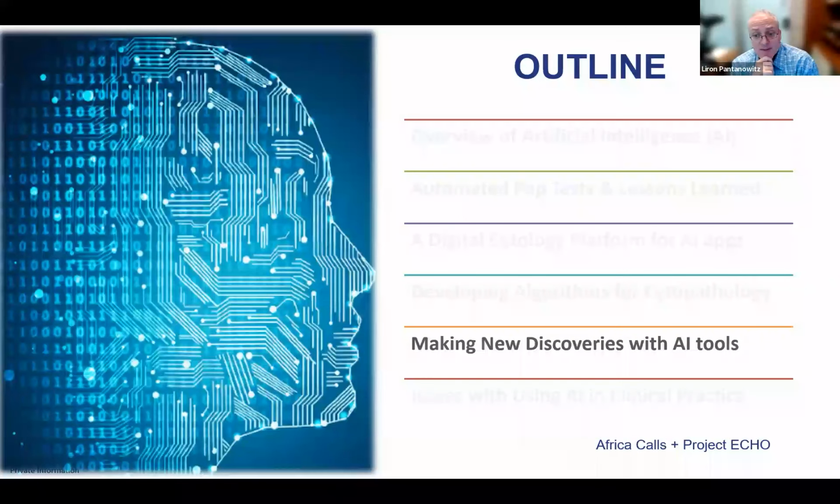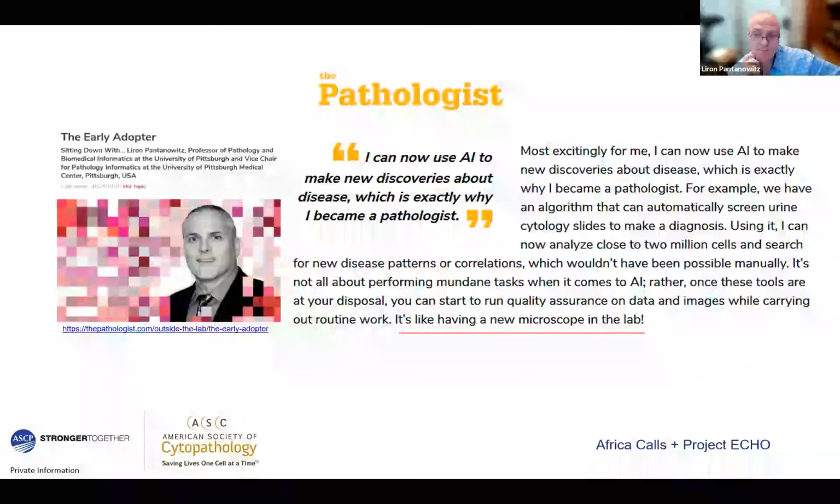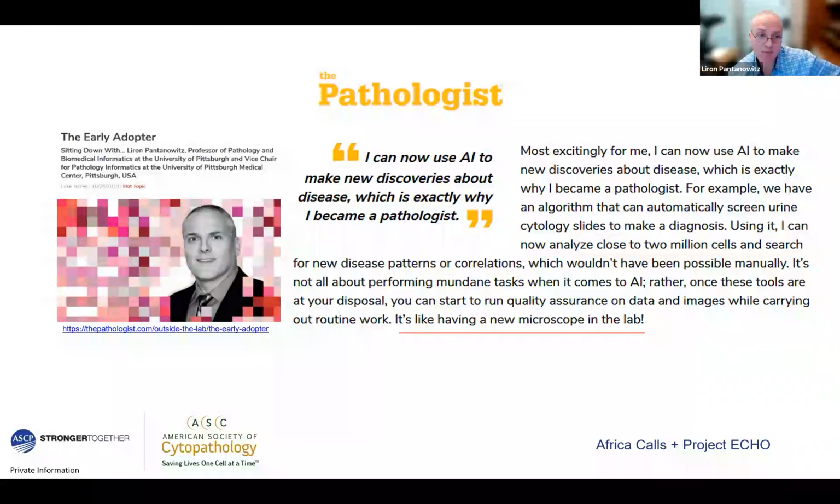So let's look at making new discoveries with the use of artificial intelligence. A few years ago, this popular magazine known as The Pathologist interviewed me. And one of the things they asked me is, what do I like about artificial intelligence? And what I said I like a lot is that I can now use AI to do my discoveries. I am an academic pathologist and I like to do research and discover things. And I always find questions that we need to answer.